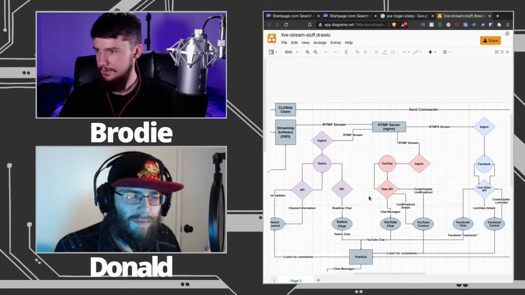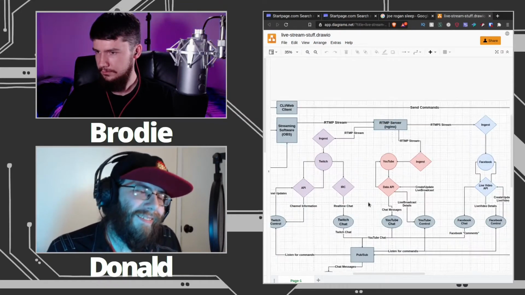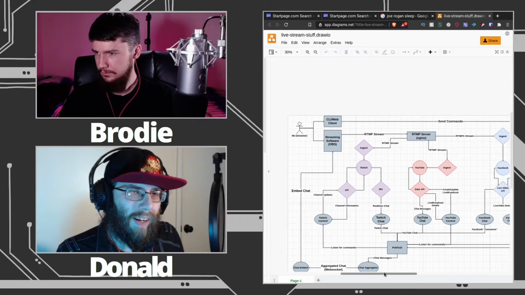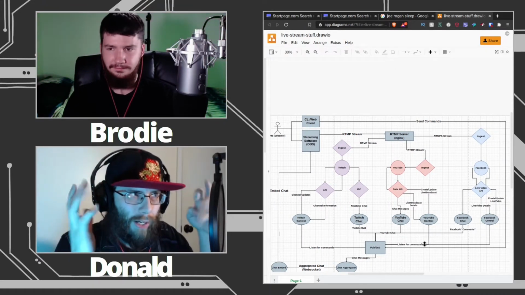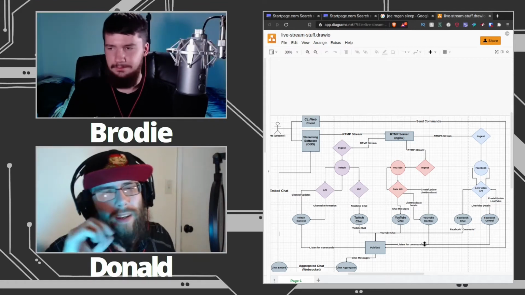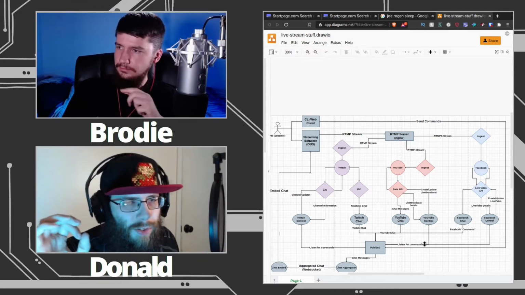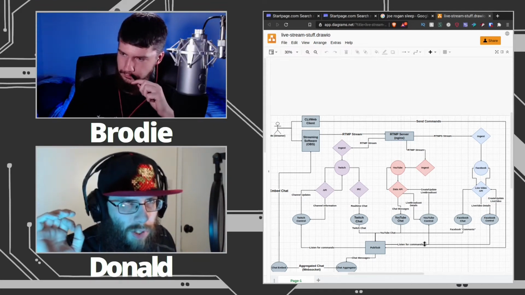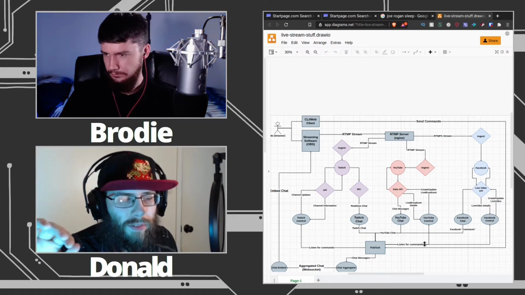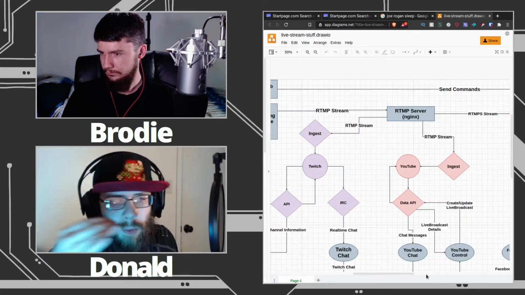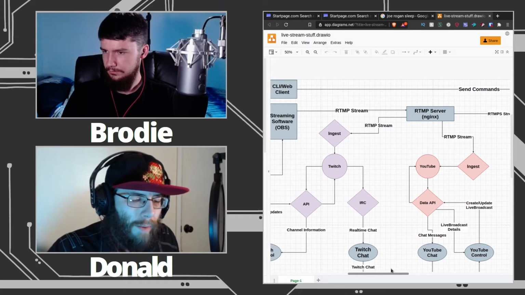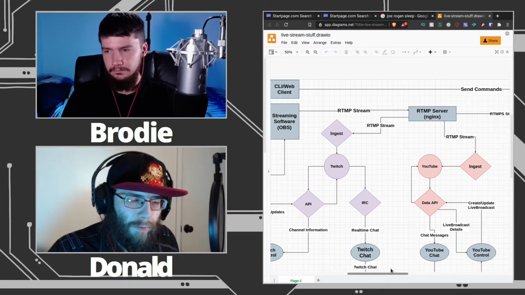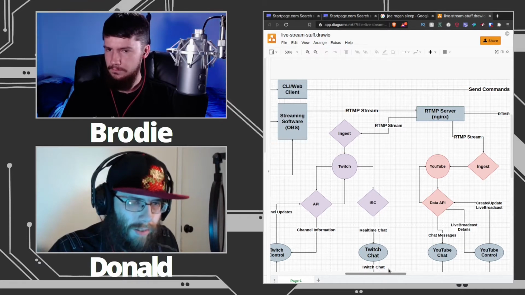So explain it, because it doesn't really fall into the category of a data flow diagram or something. I just kind of started brainstorming while I was on stream. Yeah. So the circles are the actual services I want to interact with: Twitch, YouTube, Facebook. The diamonds are mechanisms or entry points you have to use to interact with that service.